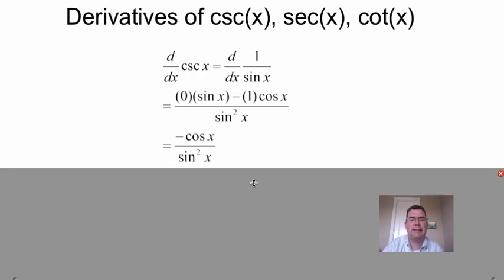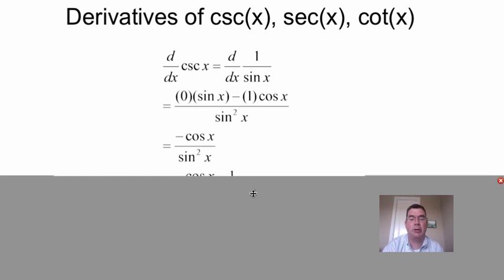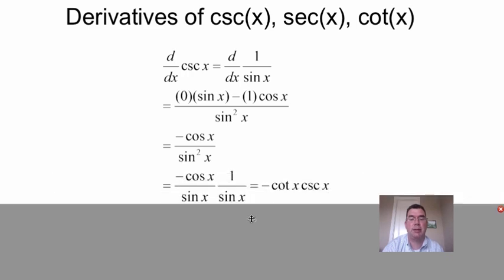I'd like to write this, if at all possible, without using any fractions. So what I'm going to do is separate it into negative cosine x over sine x times 1 over sine x, which is the same thing as negative cotangent x cosecant x. So just to remember, the derivative of cosecant x is negative cotangent x times cosecant x.